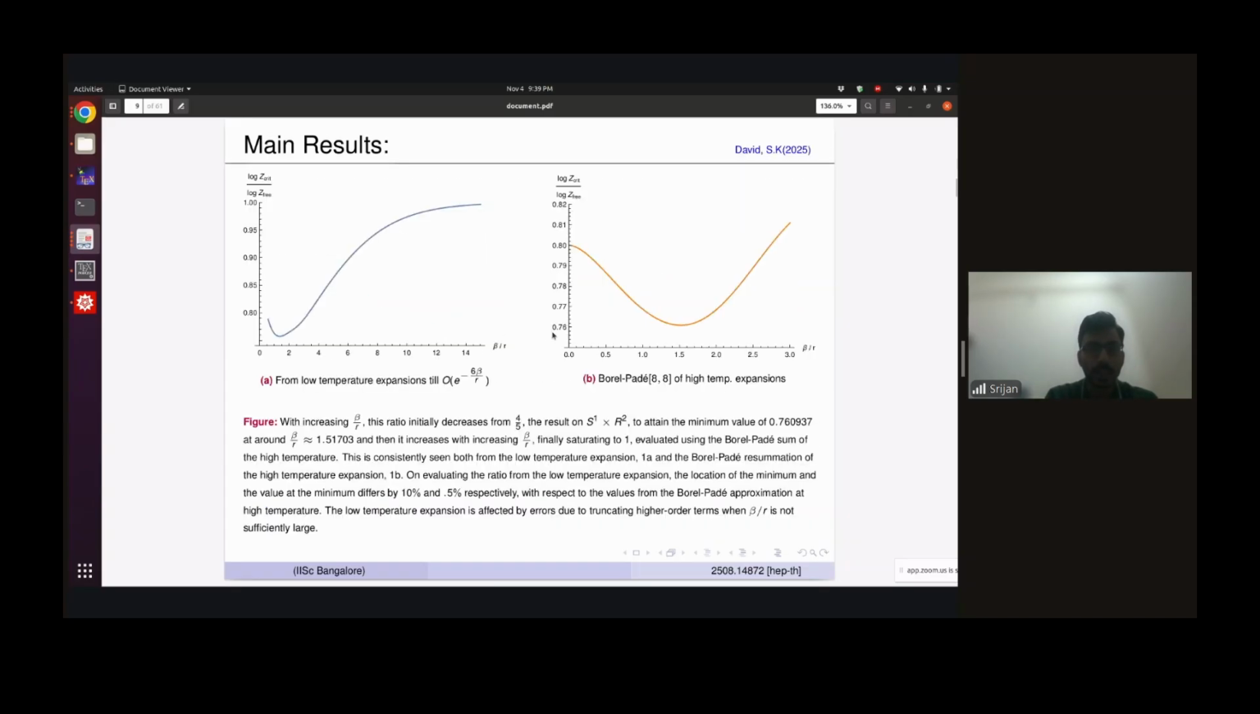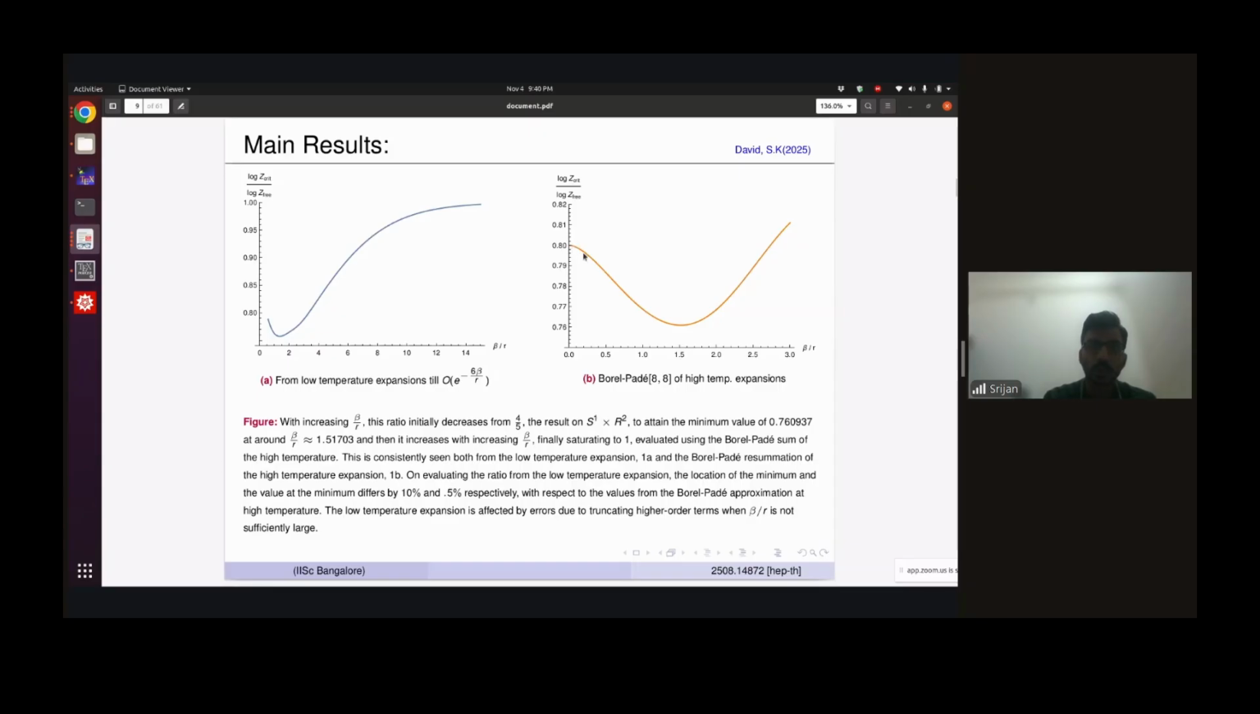Then I asked whether we can calculate this ratio, the ratio of the partition function at the non-trivial fixed point divided by the free or Gaussian fixed point, for any arbitrary value of beta by r. Yes, we have calculated that, and it is plotted here. This is the ratio, log z at the non-trivial fixed point by the free fixed point. If I start explaining from this figure B, we have seen that at the strict beta by r going to 0 limit, or the high temperature limit, the value was 4 by 5, right? So 4 by 5 means 0.8.